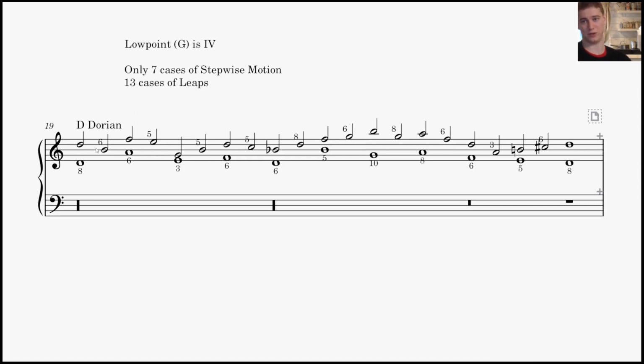In all, the entire counterpoint does not have very much stepwise motion at all. In fact, if you count it, you'll see 7 cases of stepwise motion and 13 cases of leaps. So it's about double the amount of leaps as stepwise motion. So it could definitely help to throw in some more stepwise motion in here.